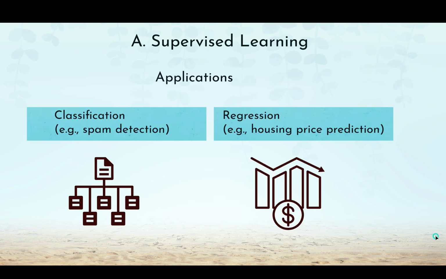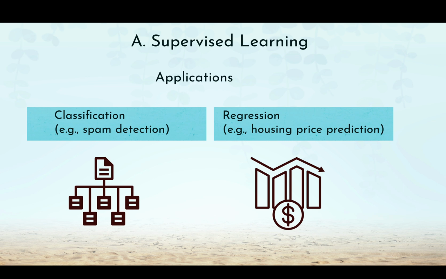Applications. Supervised learning has a wide range of applications, particularly in classification and regression tasks. In classification, the model categorizes data into predefined labels such as detecting whether an email is spam or not. The model learns from labeled examples and uses this knowledge to classify new unseen emails.